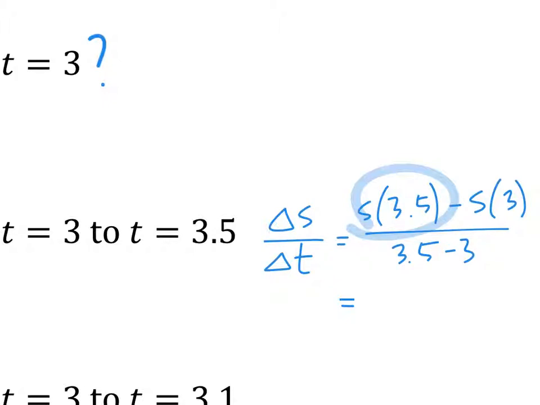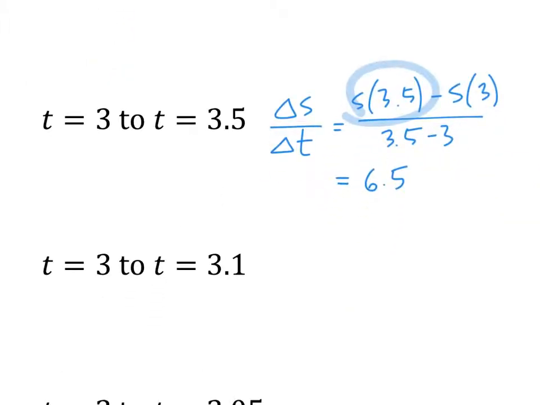Did you guys calculate it? What's the average velocity between 3 to 3.5? 6.5. Good. All right. So we don't know what's going on at 3, but 3 to 3.5, the average velocity is 6.5. How about we make that distance a little bit shorter? So 3 to 3.1. Now I'm getting closer and closer to 3.